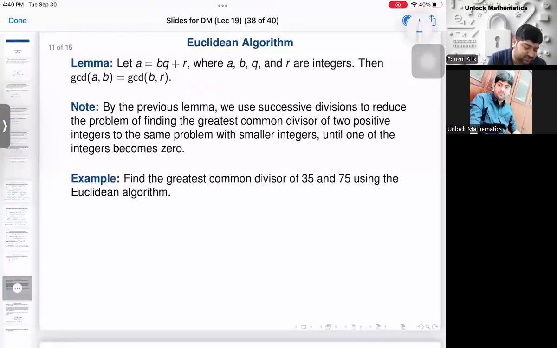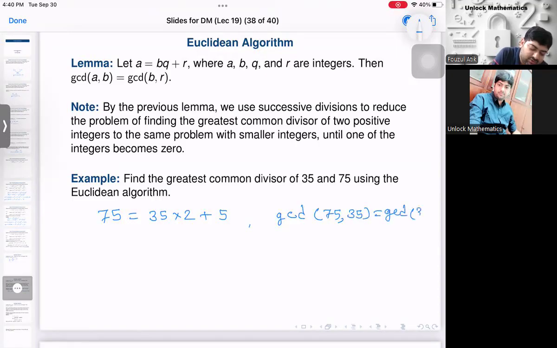So how to do it? I'll show you an example. We have 35 and 75. You have to find the GCD between 35 and 75. We all know it, but I want to show how to apply the Euclidean algorithm. What is the largest among them? 75. You write 75 in the form of BQ plus R, where B is 35. So how to write? 35 times 2 plus 5. So I can write that. Then according to the Euclidean algorithm, GCD of 75 comma 35 is equal to GCD between 35 comma 5.